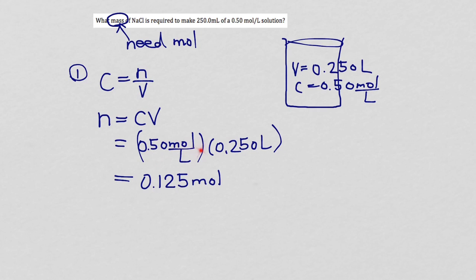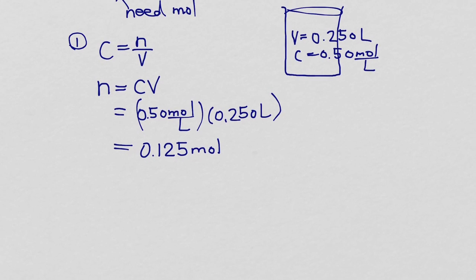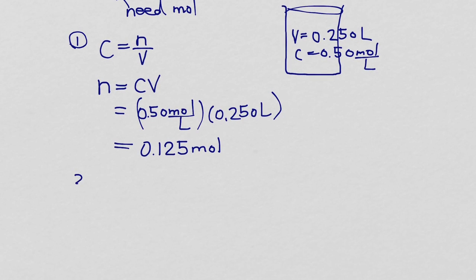Why does this work? If you try to make sense of this, what it's saying is that in every liter of solution, there is 0.5 moles. But you don't have a liter of solution. You have 0.25, or in other words, a quarter of a liter of solution. So if 1 liter gives you 0.5 moles, in a quarter of a liter, it's going to contain 0.125 moles of the solute. Now that we have moles, we can use what we have learned before.